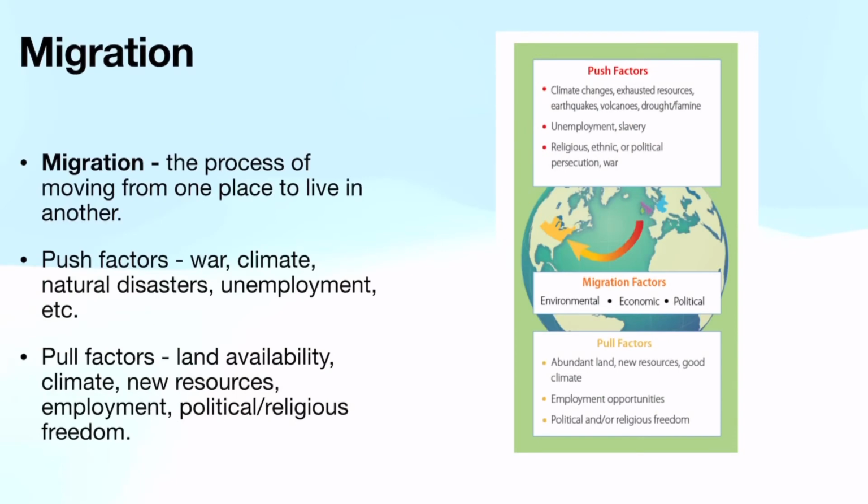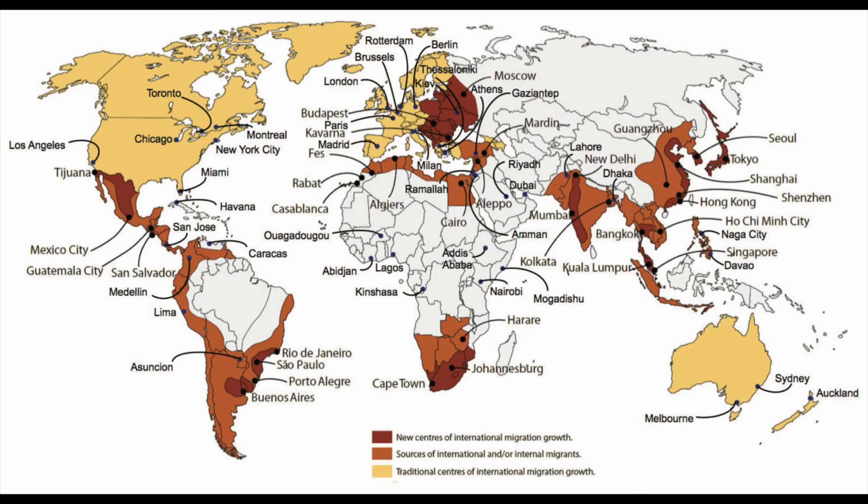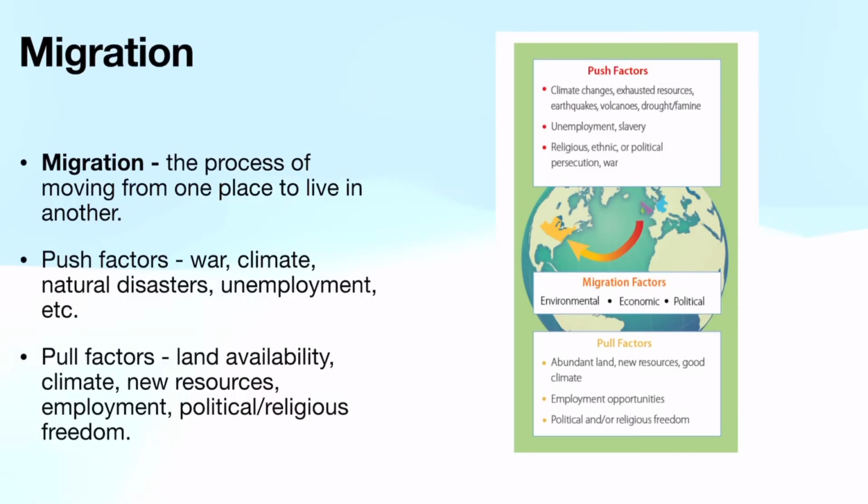A common cause of population change is migration, or the process of moving from one place to live in another. As one country loses population due to migration, another country gains population. People migrate for many reasons. Some factors push people to leave their country. Those factors are things like war, poor climate, natural disasters, and unemployment. Other factors pull people in the direction of a new living situation. Those factors could be land availability, climate, new resources, employment, or political and religious freedom.